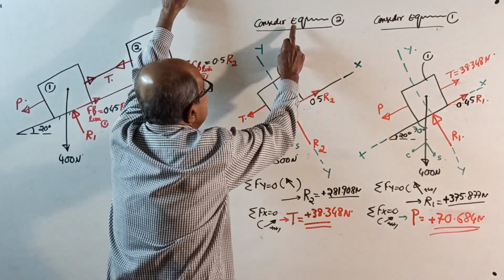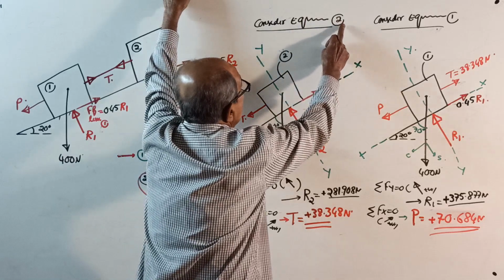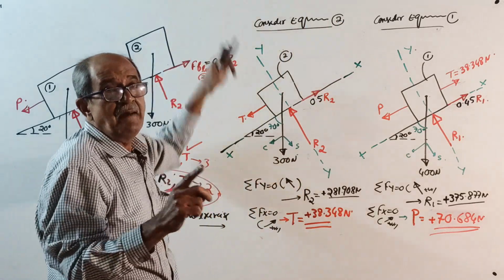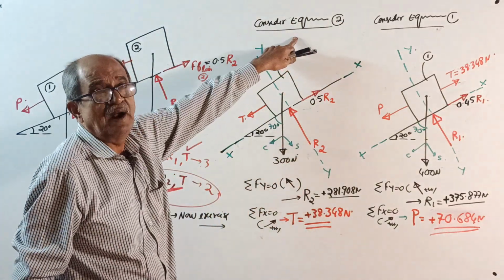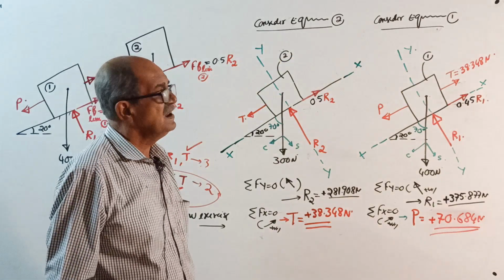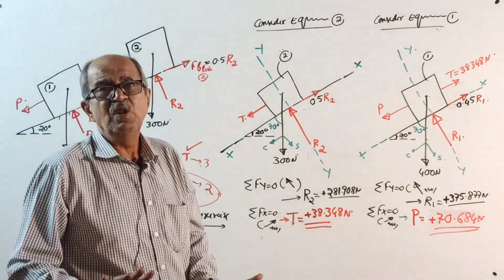Consider equilibrium of block 2. Don't put signature. You are learning, I am teaching, I have a right to write whatever I want, because there were so many questions, I wrote everything. From now onwards, I will not tell all of these.